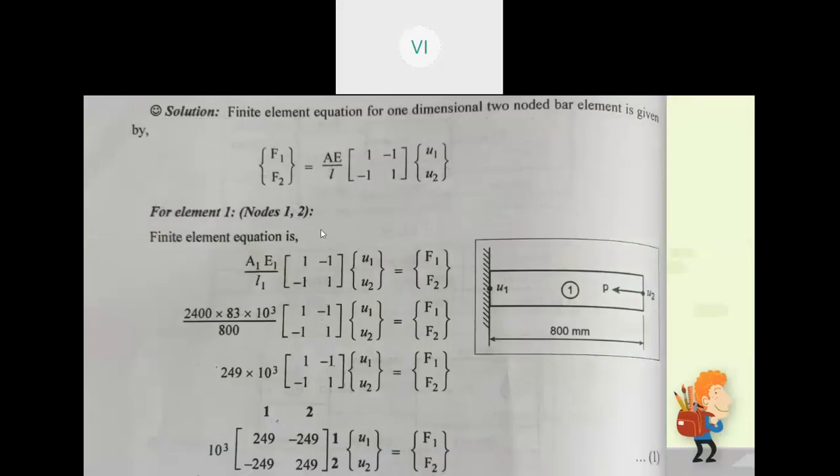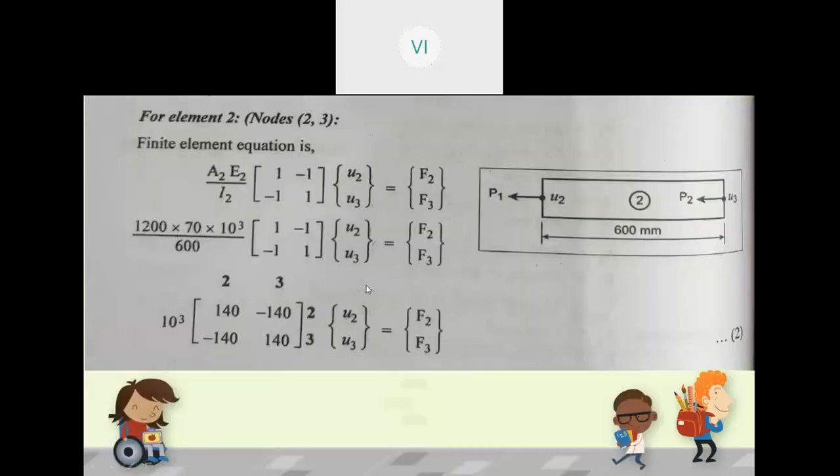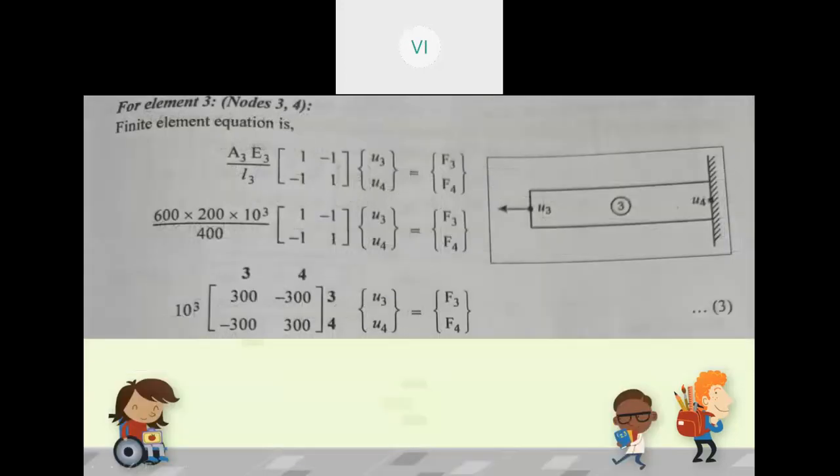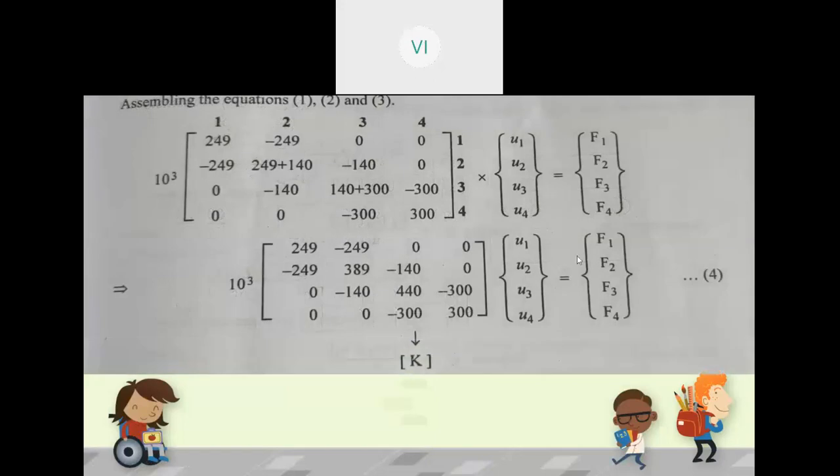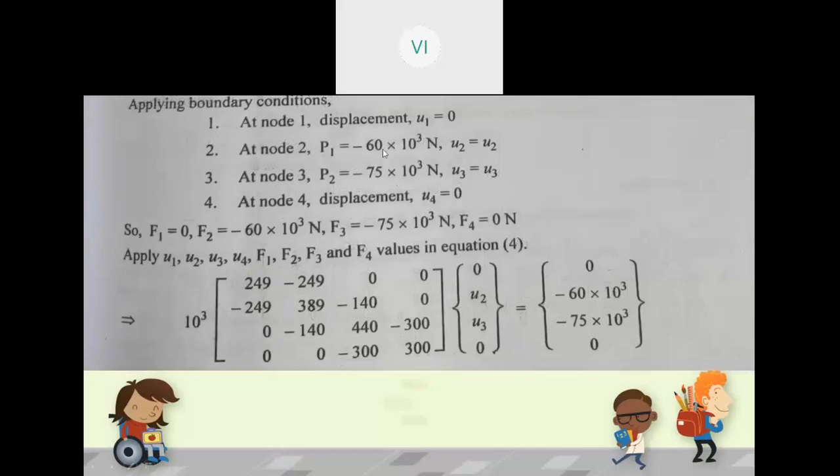Here they are not giving a load value, so we will not go for self-weighted load. Instead we go with the F1, F2 formula, AE by L. Just find the F in terms of U1, U2, U2, U3, and U3, U4, to form the global force vector F1, F2, F3, F4 in terms of U1, U2, U3, and U4. Now substitute the boundary condition, that U1 is equal to 0. Every condition you have to apply.